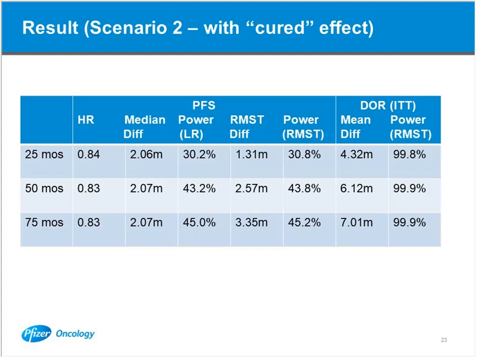So for duration response, and if you look at power for duration response, it is almost 100%, regardless of follow-up time. So this simulation study demonstrates the potential benefit of using the mean duration response to quantify treatment effect by being able to capture higher response rate, faster time to response, and longer duration response.